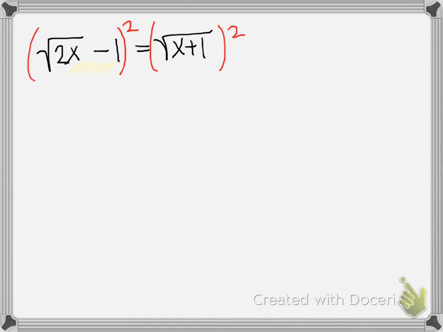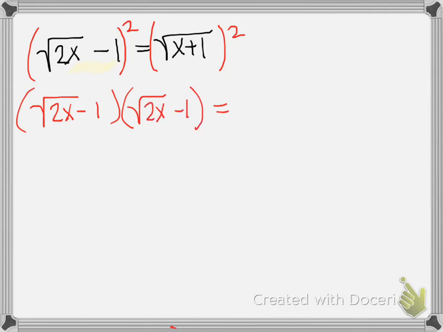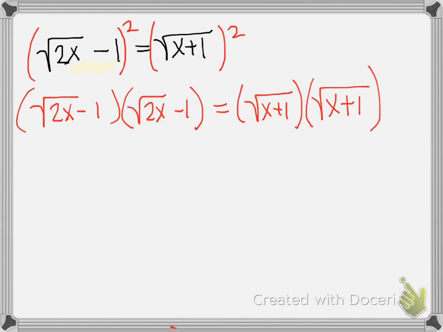Once you square both sides, you have 2x minus 1 times another 2x minus 1 equals x plus 1, should be saying the square root of x plus 1. So now you're going to have to use that FOIL method, or that binomial times a binomial. So this brings in last section.